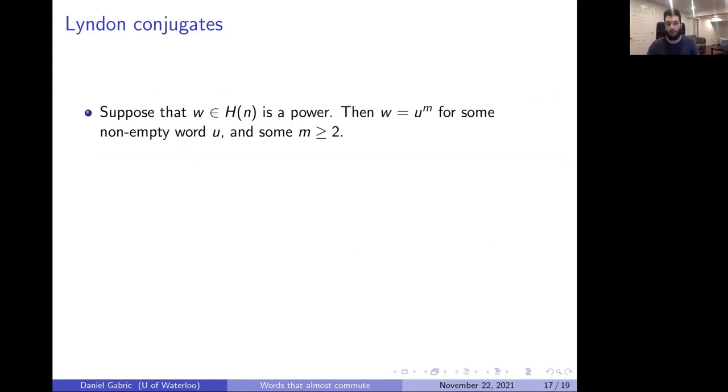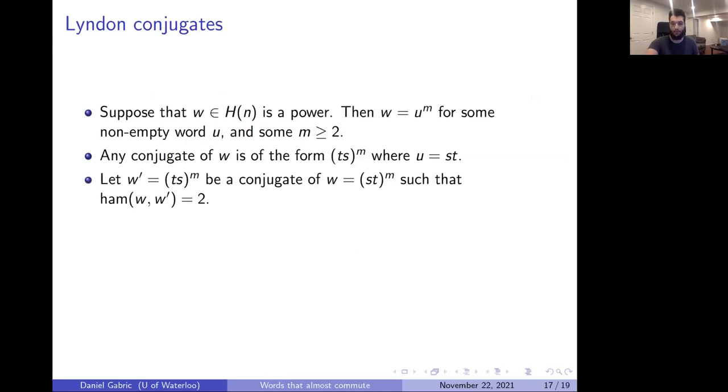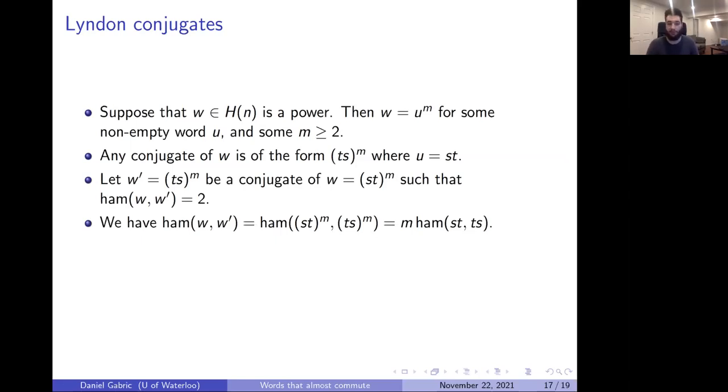Well, then w equals u to the m for some non-empty word u and some m greater than or equal to 2. And any conjugate of w is of the form ts to the m, where u equals st. So let w prime equals ts to the m, and it's a conjugate of w. Now we have this Hamming distance between w and w prime. And we know that st and ts are of the same length, and they're repeated m times.